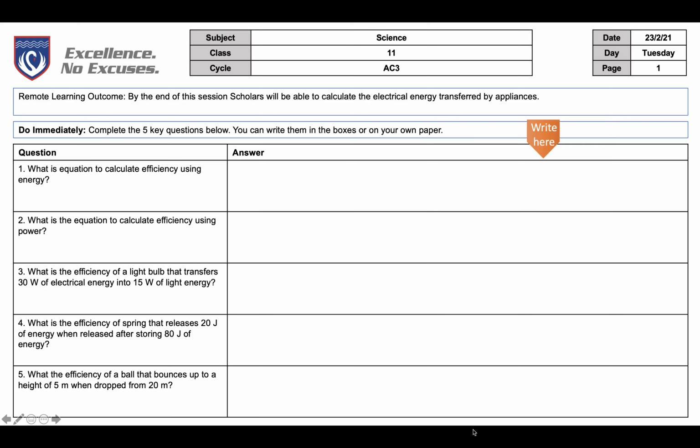Good morning, Year 11, and welcome to another science lesson. Today we're going to look at calculating electrical energy. We'll start off by doing the do now. If you haven't done it already, please pause the video, go back, complete it.